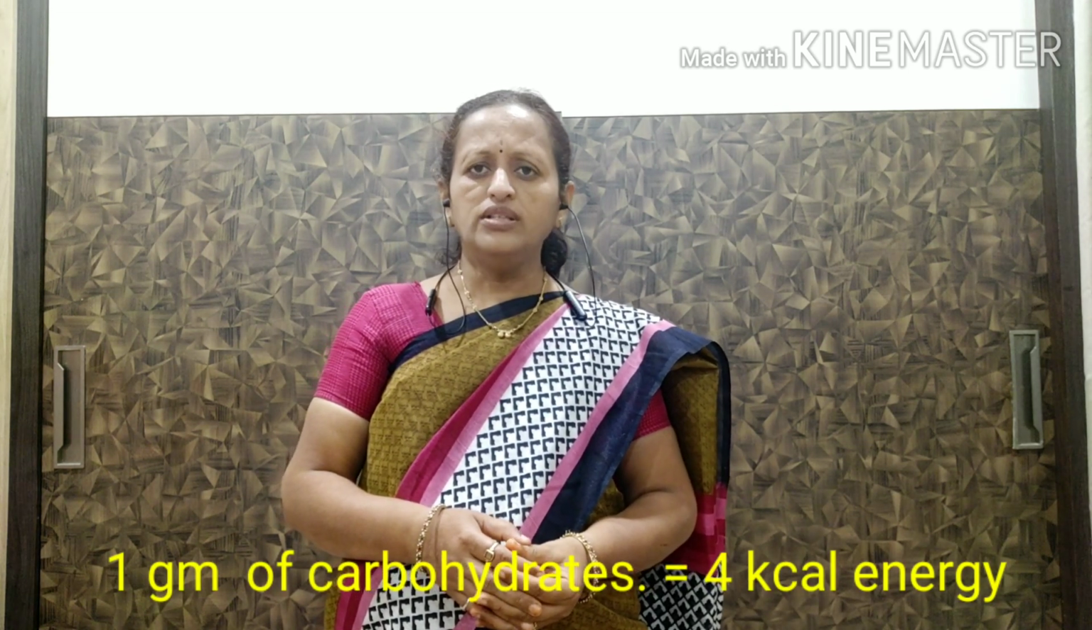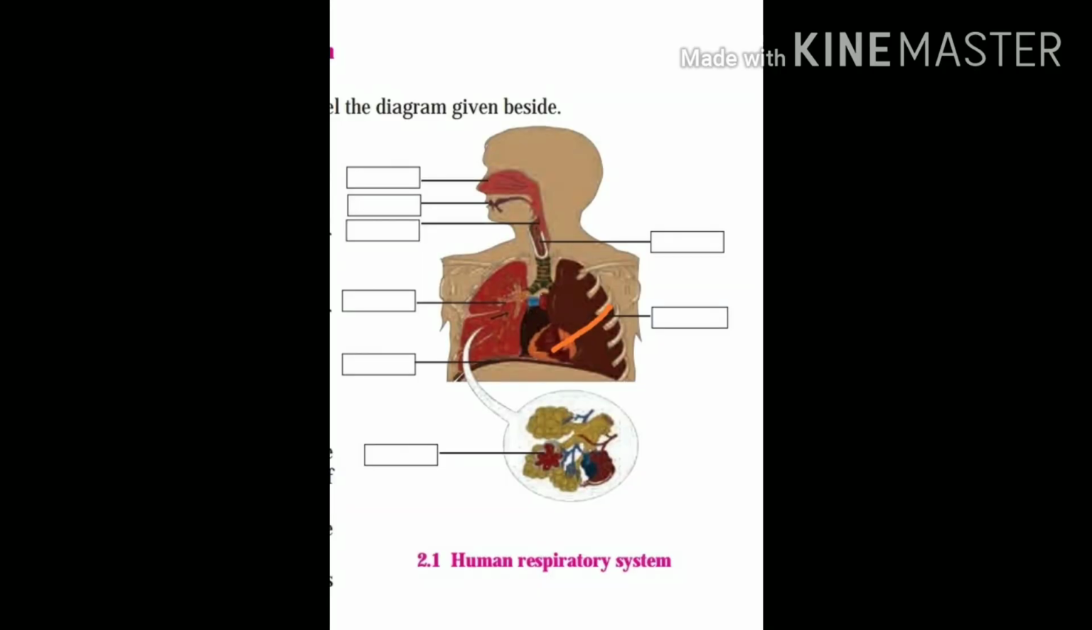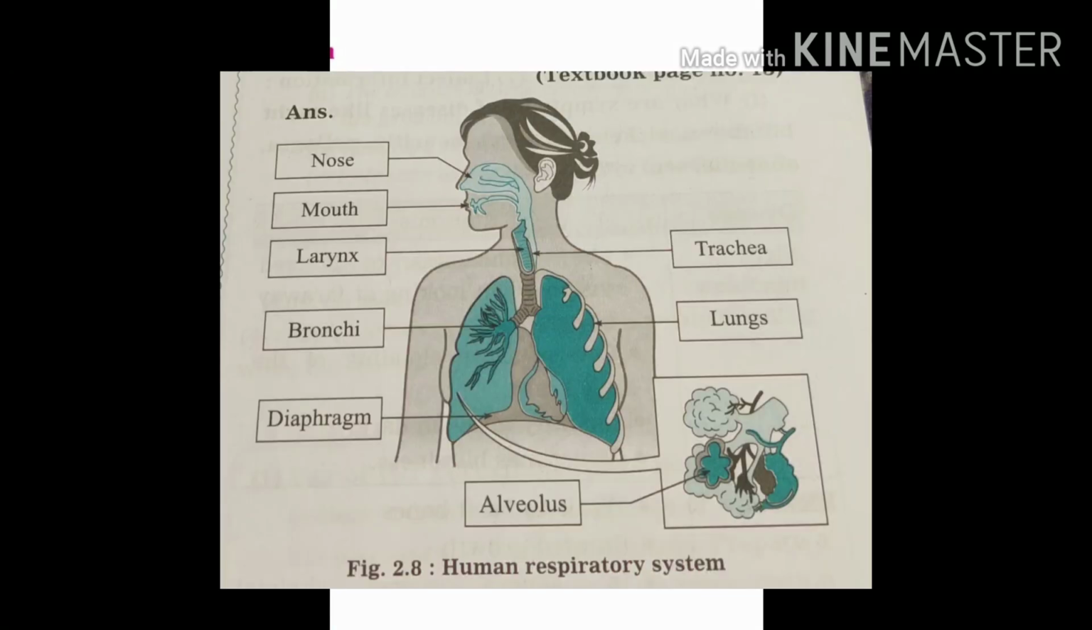Thus, how is this energy created? Let us study how energy is produced in the human being. Human respiratory system. Observe and label the diagram given beside. The labels are: first nose, second mouth, third larynx, then bronchi, diaphragm, alveolus, trachea and lungs.